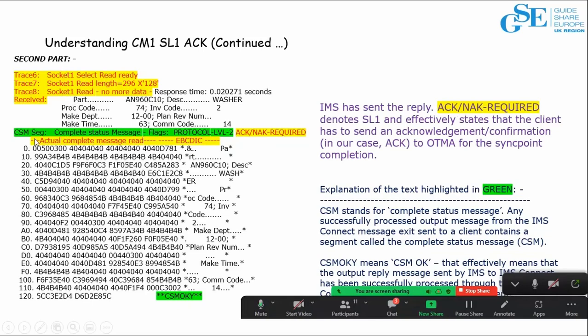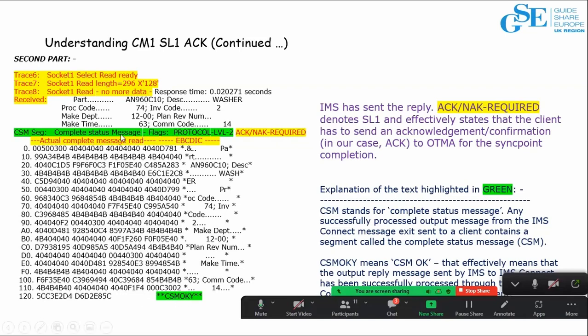And now if you look over here, the flag is set to ACK/NACK required. This ACK or NACK required denotes SL1, synchronization level 1. This basically states that the OTMA client has to send an acknowledgement, a positive acknowledgement or positive confirmation, to OTMA for the sync point completion. In this case, we're talking about ACK.